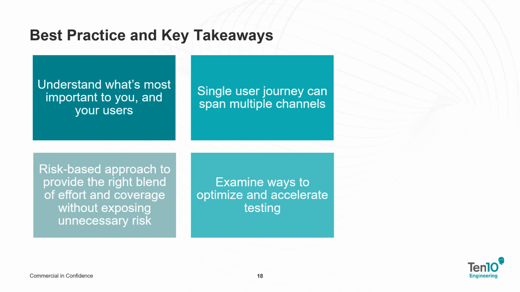Take a risk-based approach to provide the right blend of effort and coverage without exposing unnecessary risks. Ensure that you have your correct target user base and a pragmatic approach to what you deem a priority to test, making sure all key project stakeholders are signed up to this approach, and examine ways to optimize and accelerate testing. You can look at what devices and what your scope is for testing now, and look to accelerate this testing. It could be automation, or it could be using cloud-based services to ensure a swifter, smoother testing process. However, it could be that you need a physical device for all your target users. So it's about understanding and reviewing what you're doing now and seeing how you can accelerate the testing in the future.